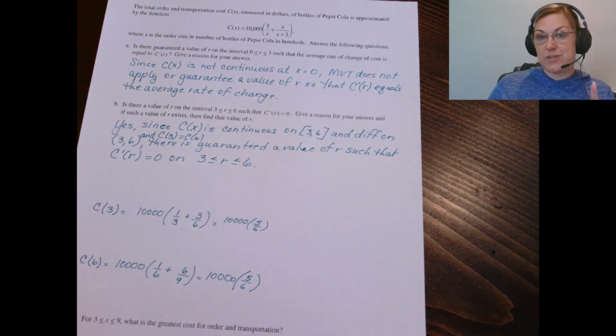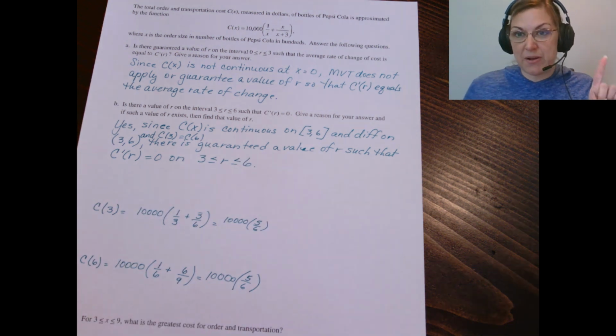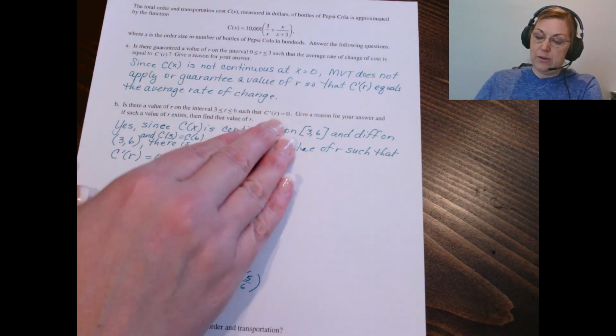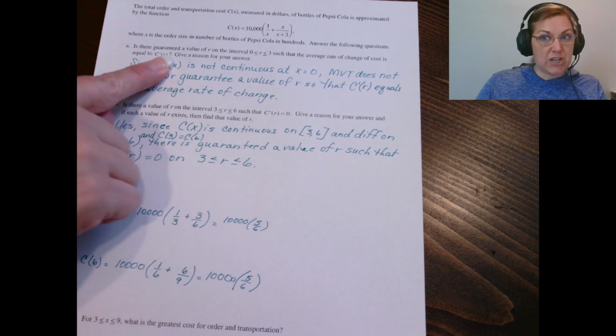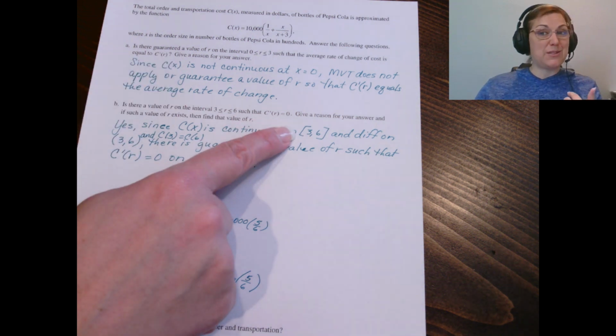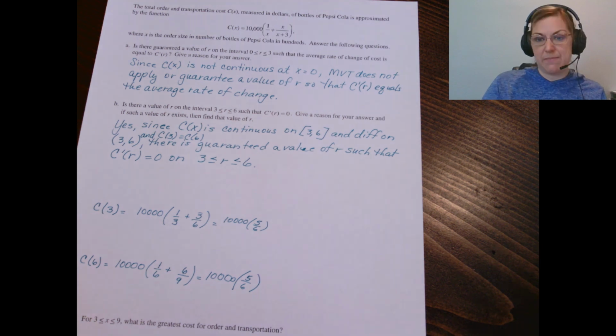Okay, so did you see how I picked out if it was talking about Rolle's theorem or mean value theorem? It was based on what it was equal to. If C prime is equal to the average rate of change, that's talking about mean value. If C prime is equal to 0, it's talking about Rolle's theorem. So I hope that helps with the theorems here.